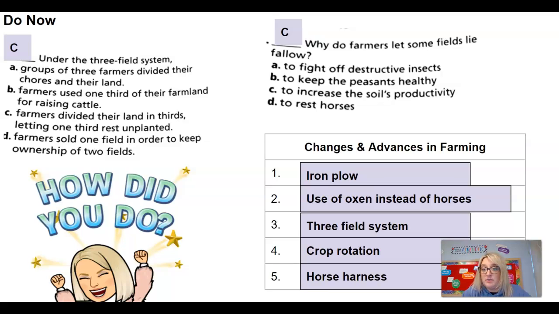Changes and advances in farming, we have the iron plow. We see the use of oxen starting. We see the 3-field system that includes using the system of crop rotation, and then the horse harness that allowed horses to dig deeper and faster. So go ahead and pause and get that if you need to.